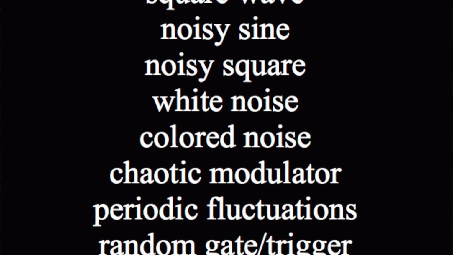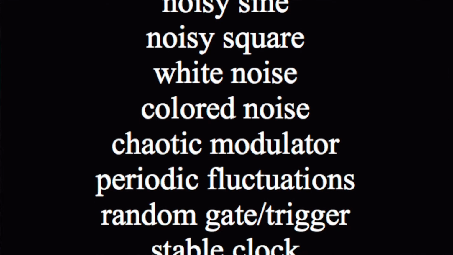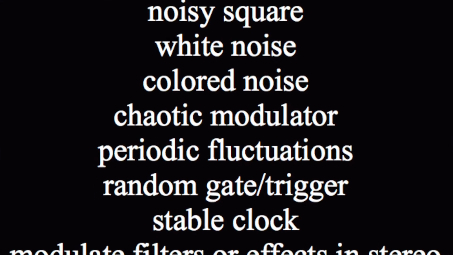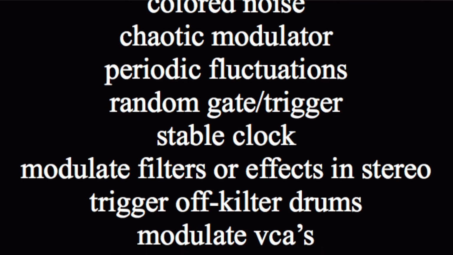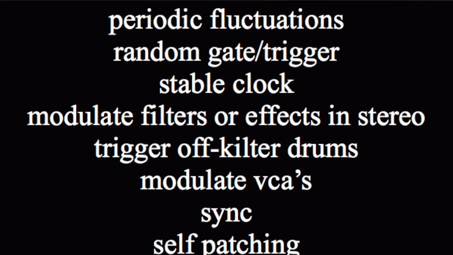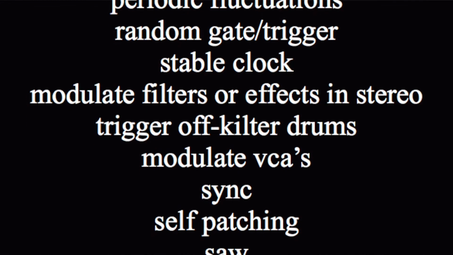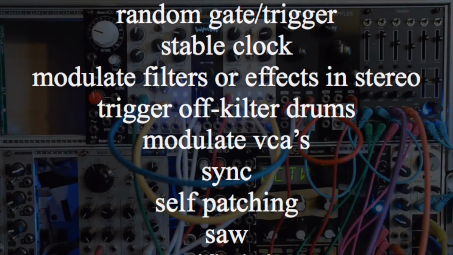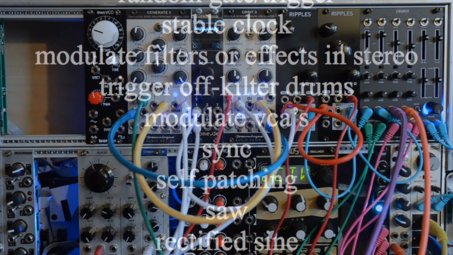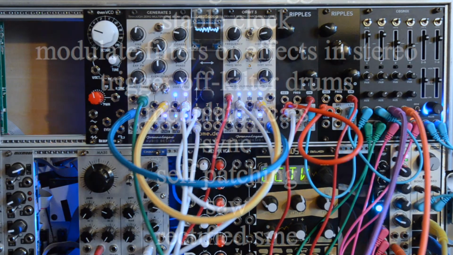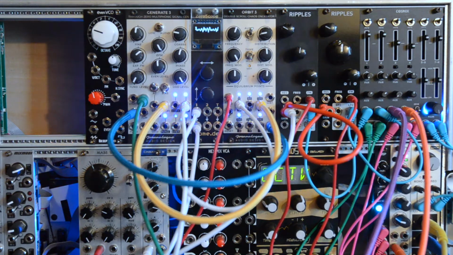You can use the chaos outputs to modulate filters and effects in stereo, or to create off-kilter drum beats. You can use the EP output to open up VCAs, sync other VCOs, or create stuttered modulation. You can sync Orbit 3 in both low or audio mode to just about anything, from slow-moving control voltages to VCOs. You can self-patch to create waves that resemble a saw wave or rectified sines. The list goes on, and there's plenty of options to choose from.